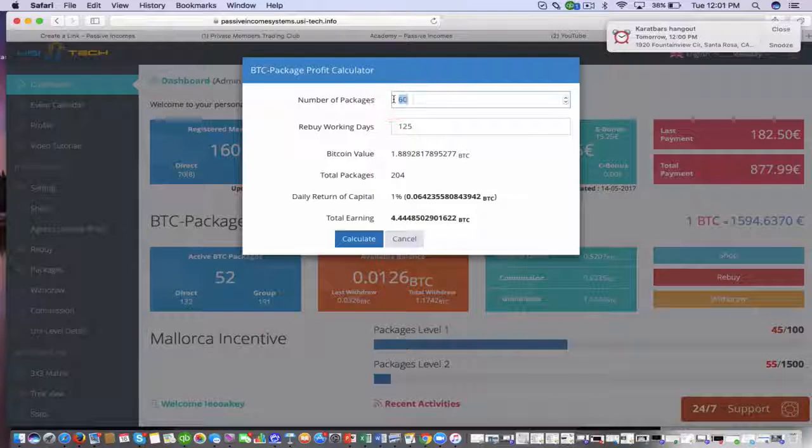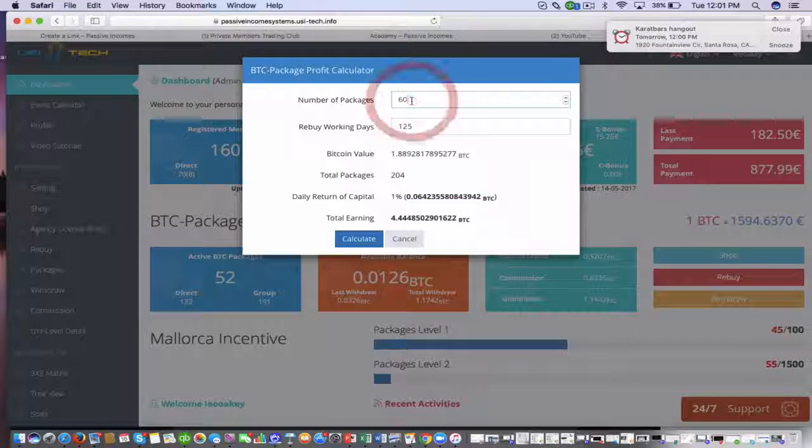So if she had 60 packages now running, in 6 months' time, she'll have 204 packages, which will pay her out a daily figure of this. So let's work that out. 0.0642 times $1,600 is $102.72 per day. Times 20 days, because it's working days, that will be paying her $2,054 per calendar month.